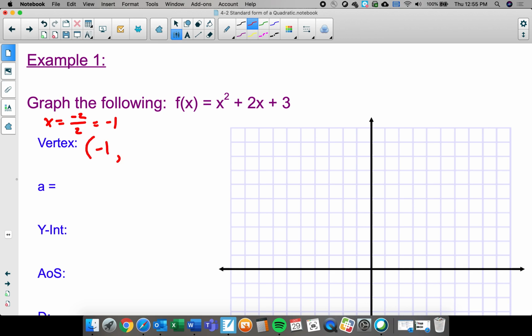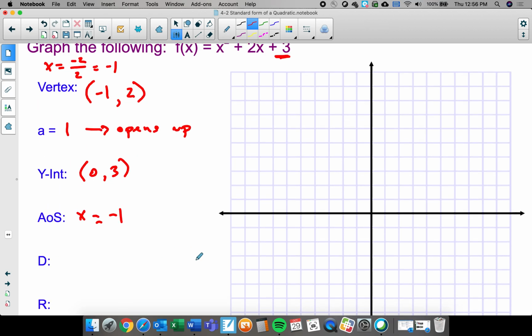And if I plug that back in, -1 squared plus 2 times -1 plus 3 should give me +2 as my corresponding y coordinate. So there's that. A value is in front of the x squared. That's a +1, which right away tells me that this is opening up. Okay, so I know that part of it as well. Y-intercept, here's the nice part about that one. When x equals 0, your y-intercept is sitting right here at the end as a +3, so I don't even have to calculate that. Axis of symmetry is x equals -1, goes through the vertex.